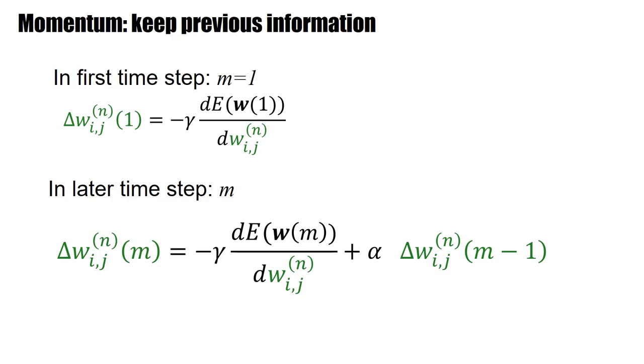Now a momentum term keeps a little bit of the previous direction. In the first time step, we do the same gradient calculation and gradient update as before. However, in the next time step, we keep the gradient of the previous time step with a relative weight alpha and add to this the gradient at the momentary location. So let's see how this works.